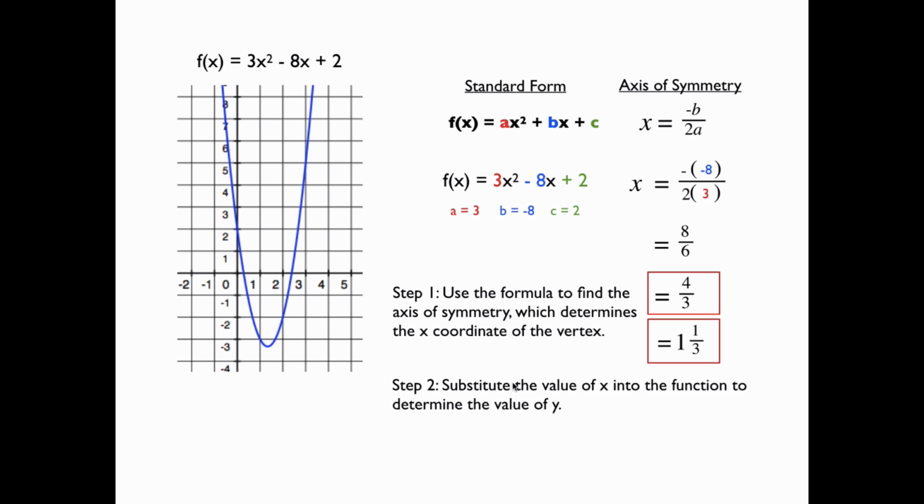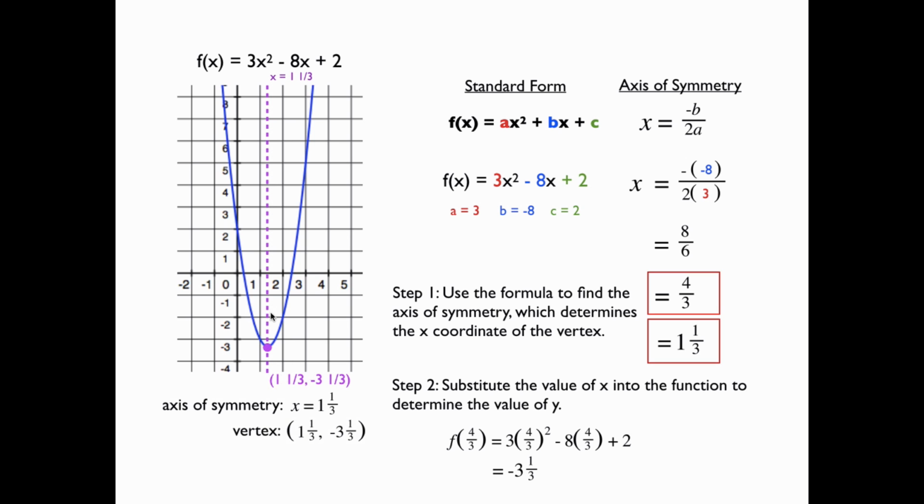Step number 2 is to substitute the value of x into the function to determine the value of y. So let's plug in this 4/3. So when we evaluate the function for 4/3, if you go through all that and simplify, what you get is negative 3 1/3. So we have found the axis of symmetry. It is x equals 1 1/3. We found the vertex. That's 1 1/3 with an output of negative 3 1/3. And now we know the minimum output of the function is negative 3 1/3. And that, in a nutshell, is how you find the vertex of a quadratic function.